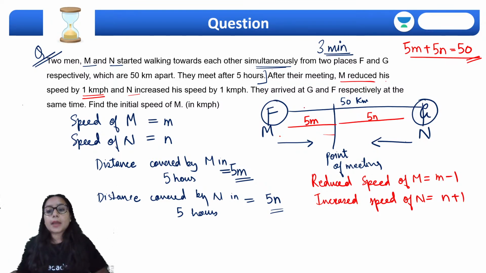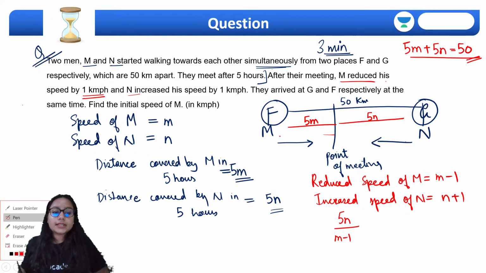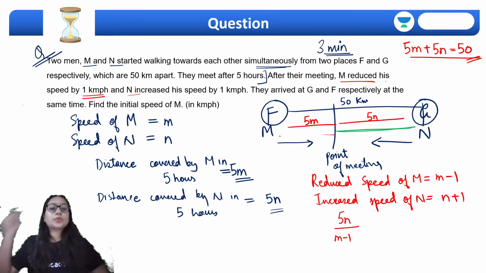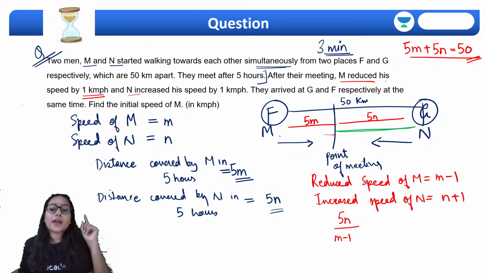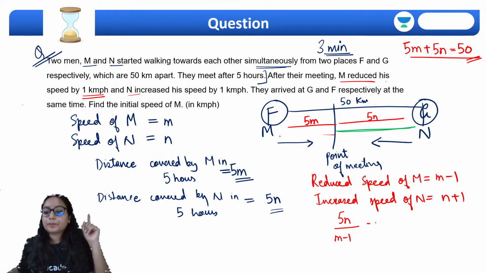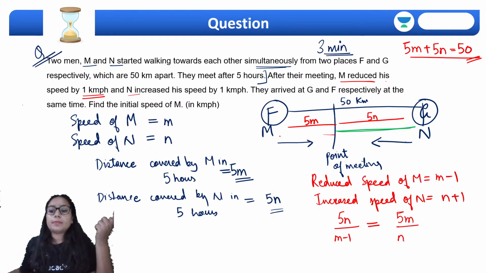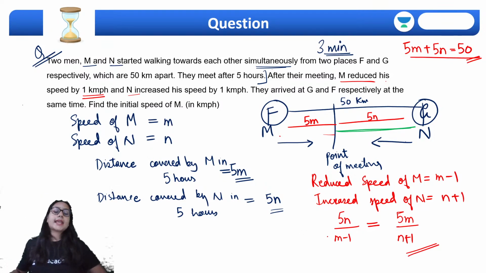So the time taken by M will be equal to 5N upon M minus 1, because this time M will cover this distance, the distance which I am marking with green color, this one. This distance is equal to 5N, and we divide by the speed. I hope this is clear. Now, what is the distance covered by N? 5M upon N plus 1. This is our second equation.